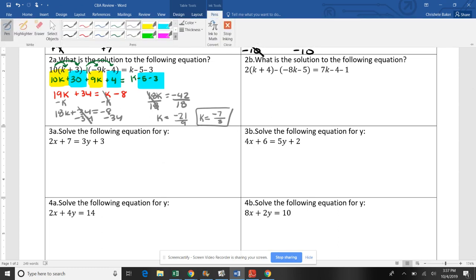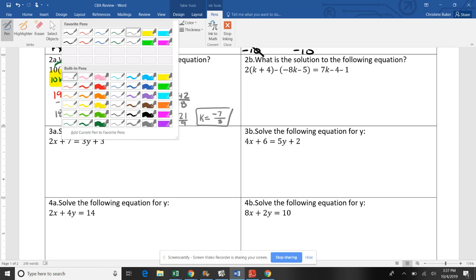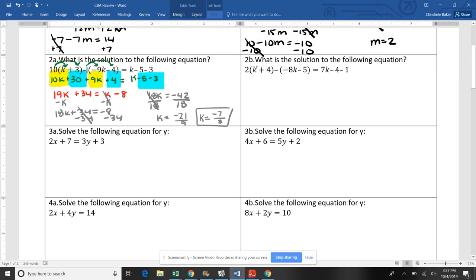Okay, let's look at 2B. Again, distributive property with my 2. So 2k plus 8. I'm technically distributing a negative 1 here. Negative 1 times negative 8k is 8k. And negative 1 times negative 5 is positive 5. Okay, next I will combine like terms. So I have terms that have k.